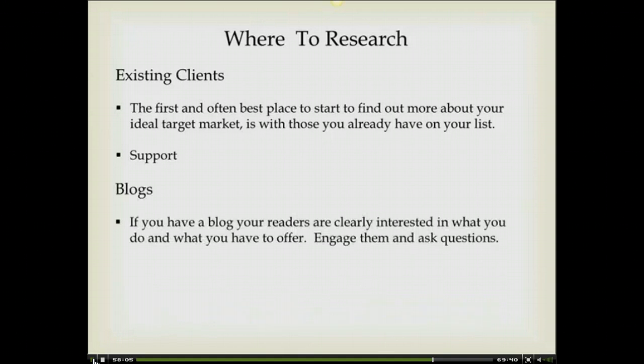Blogs are another great place. These are kind of like your existing clients almost already. If you have readers to your blog they are clearly interested in what you do and what you have to offer. Engage them and ask questions. Again, get them commenting, write a post, maybe ask them certain questions like we just talked about inside your post, and have them leave you comments in there.